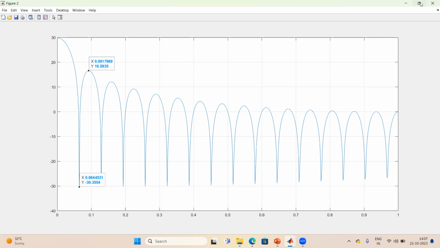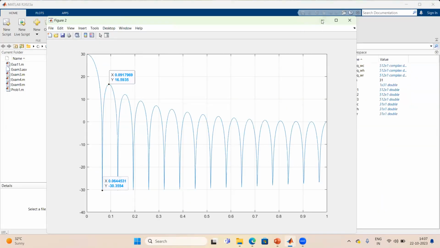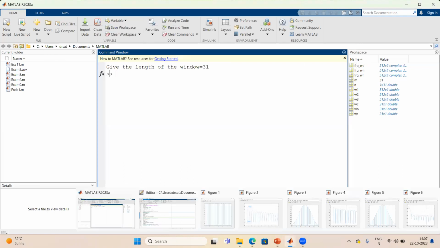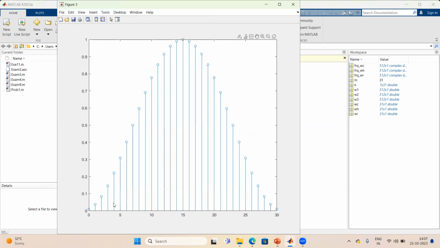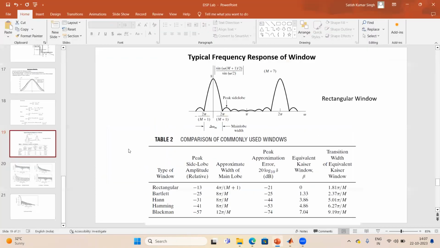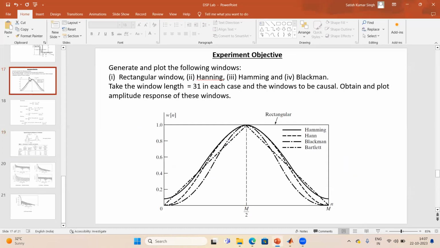Here you can see this is for your rectangular window. Now you can again see the other windows that we have generated. This window is your Hanning window. This Hanning window is a discrete sequence, and I also showed you in this picture. Here you can see this particular Hanning window. This dotted line corresponds to your Hanning window.